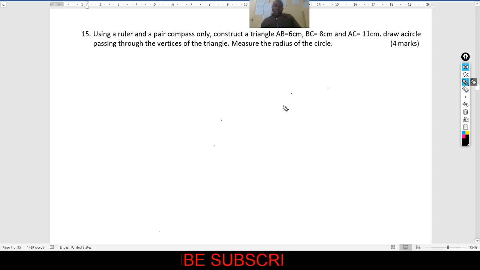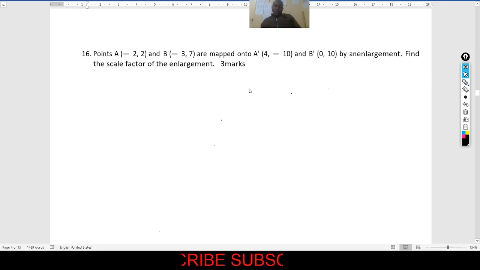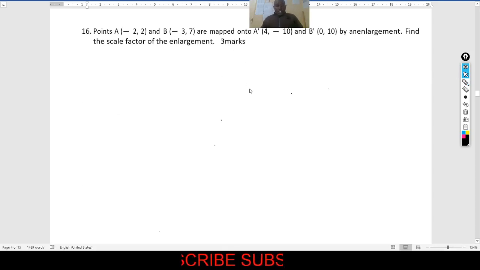We go to the next question, number 16. We do question number 16, and then we are done with section A. Question number 16 is talking about point A (negative 2, 2) and B (negative 3, 7) are mapped onto A image, B image by enlargement. Find the scale factor of the enlargement.